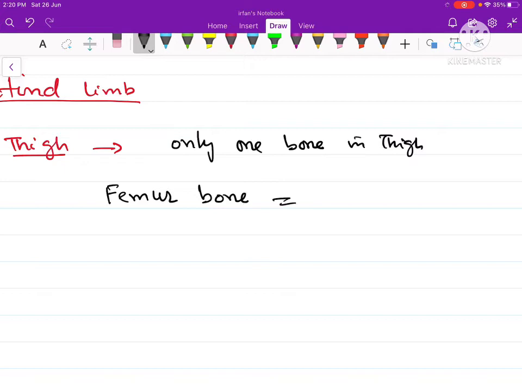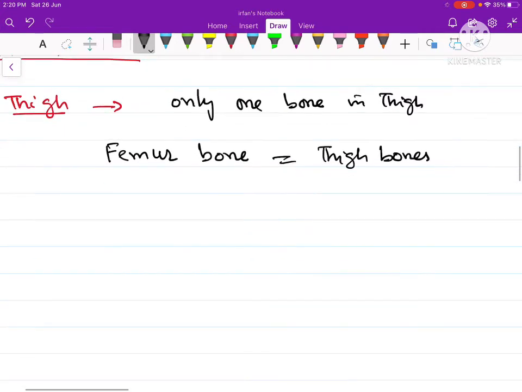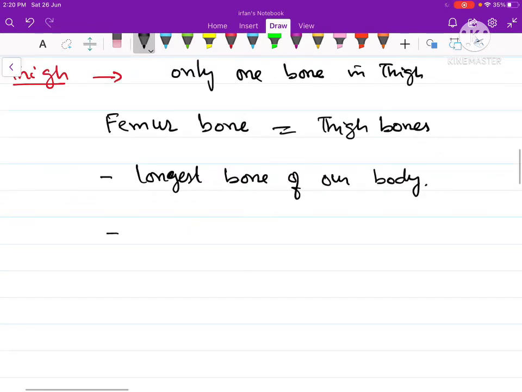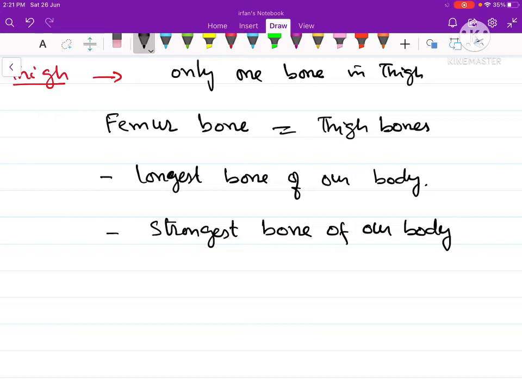Femur bone is also commonly called the thigh bone. Femur bone is the longest bone of our body, number one. It is also the strongest bone of our body. A person's height is determined by the length of the femur bone. The longer the femur bone, the taller the person will be.